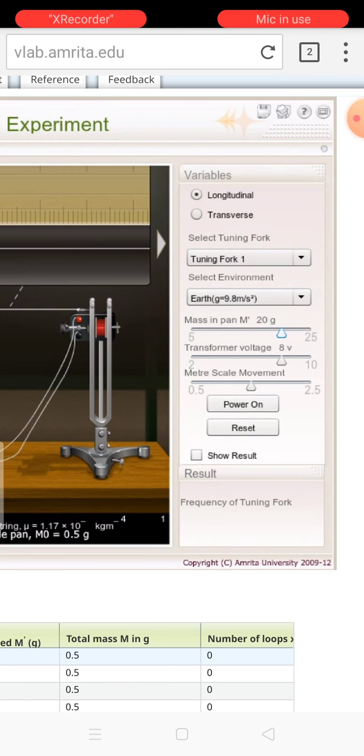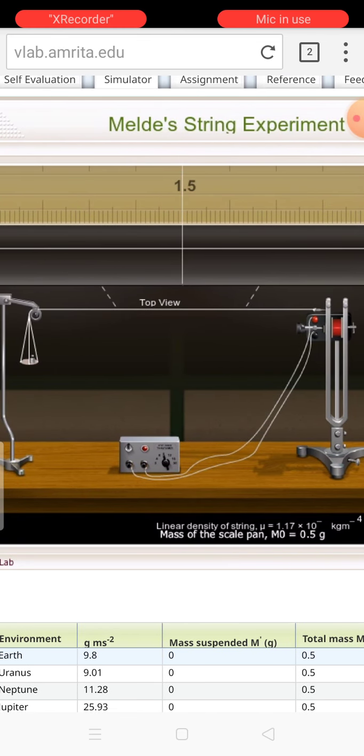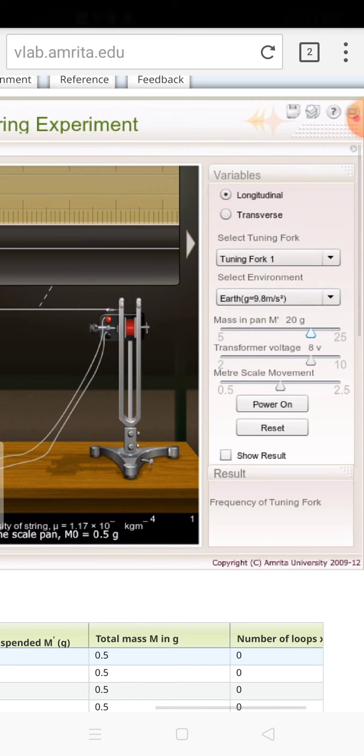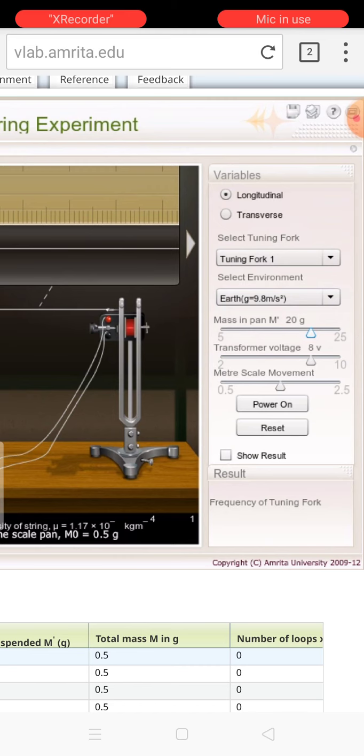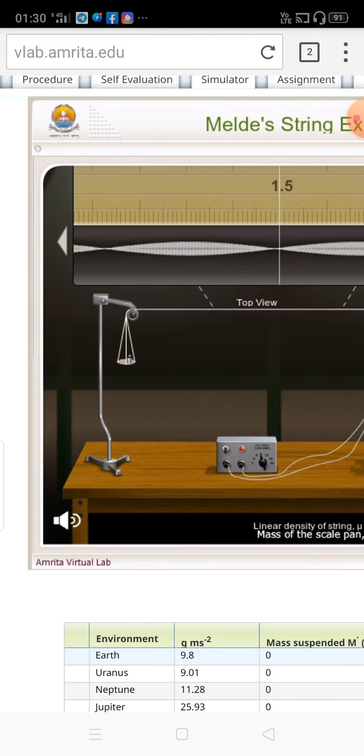Then the transformer voltage is fixed at 8 volts and the meter scale movement is now fixed. I am not doing anything because I have not generated any wave. So the meter scale position is at the middle. Now this is also a slider. You can use it and you can find your result. Now again you start your work by power on. As you power on, you see the waves are generated. So when I was putting the weight on this pan, this type of wave is generated.